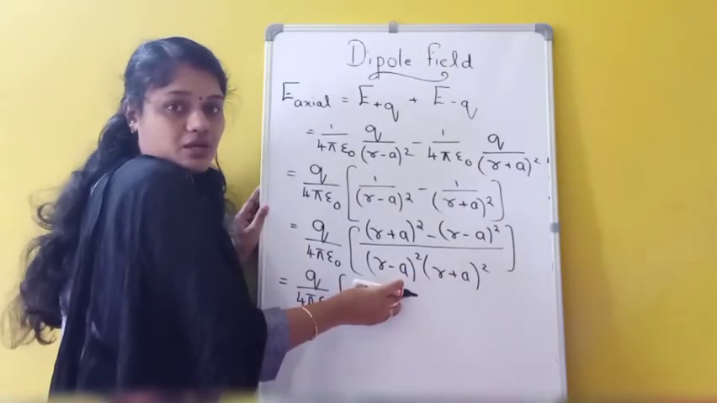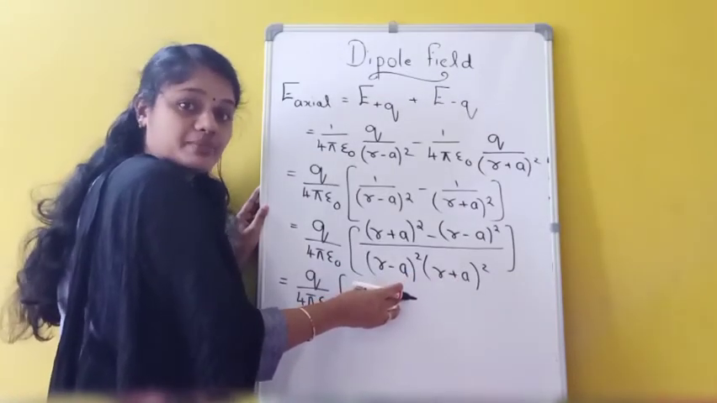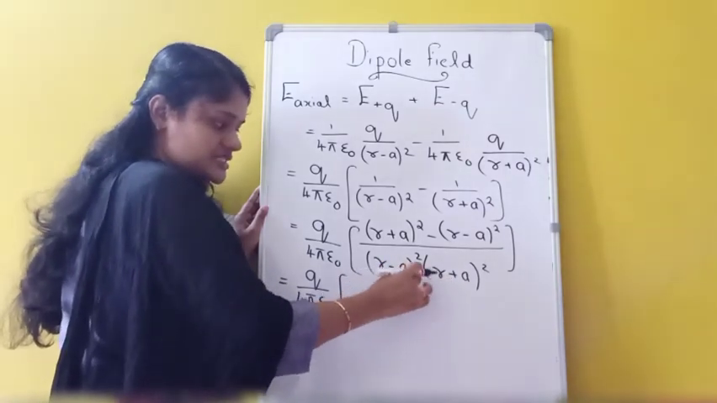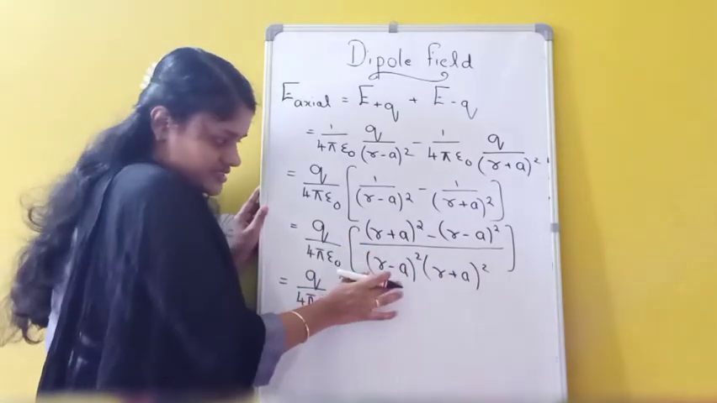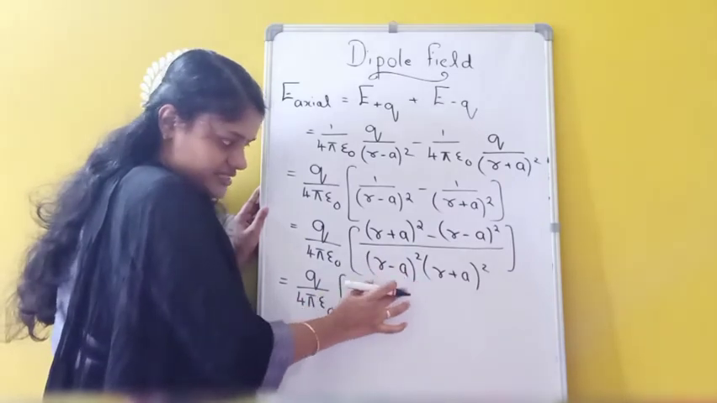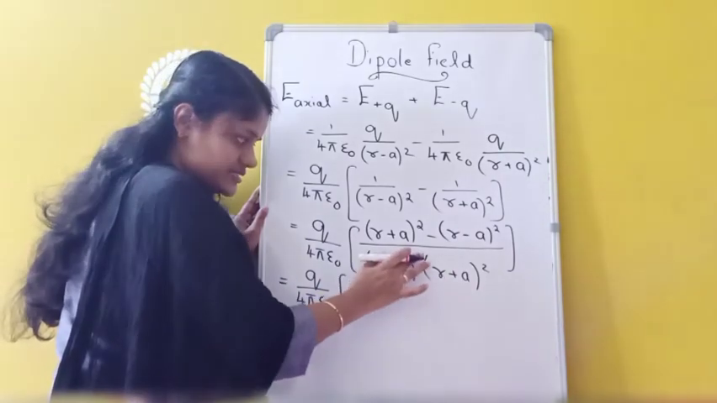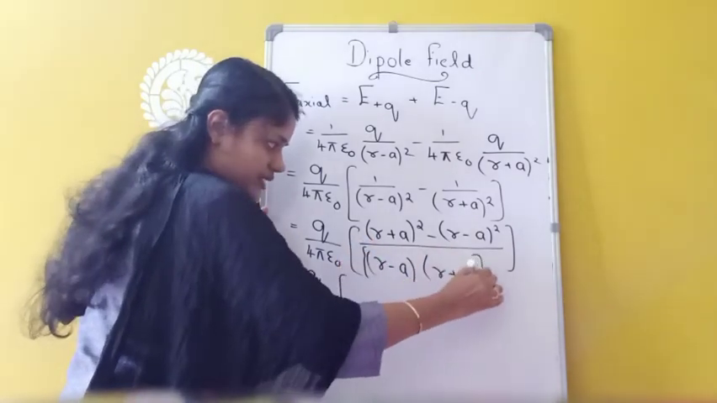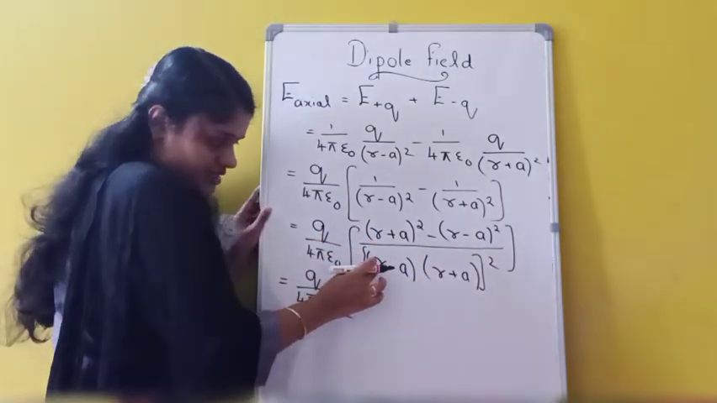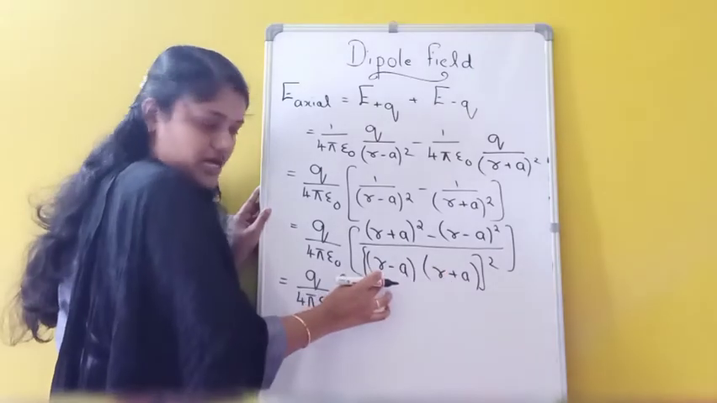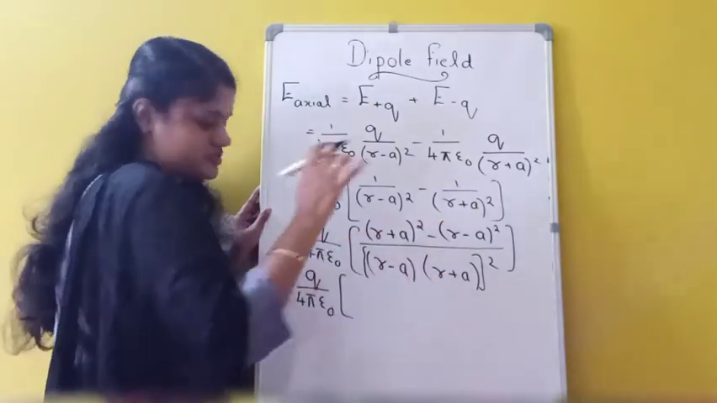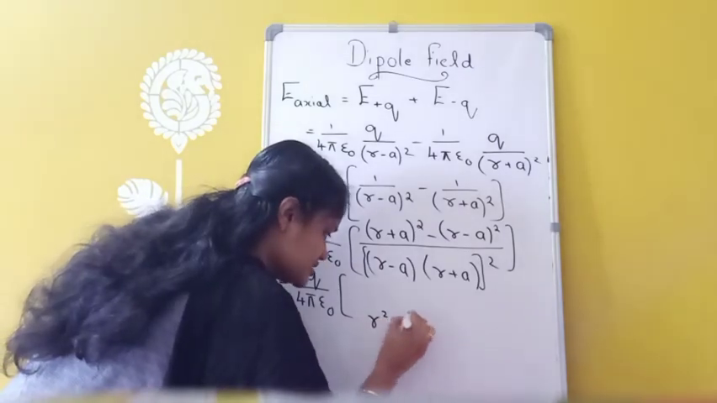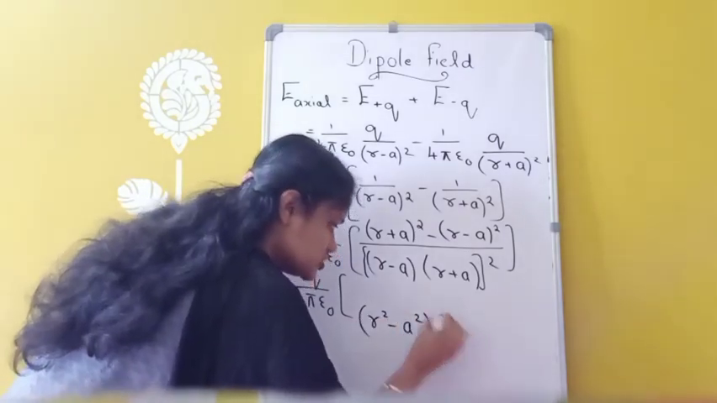What is (R plus A) into (R minus A)? Simply we can write it as R square minus A square. So we can write this quantity as (R square minus A square) the whole square, because the same thing we can write as (R minus A) the whole square into (R plus A) the whole square, meaning ((R minus A) into (R plus A)) the whole square. Clear? That means what is R minus A into R plus A? R square minus A square, the whole square. So we can write here (R square minus A square) the whole square.